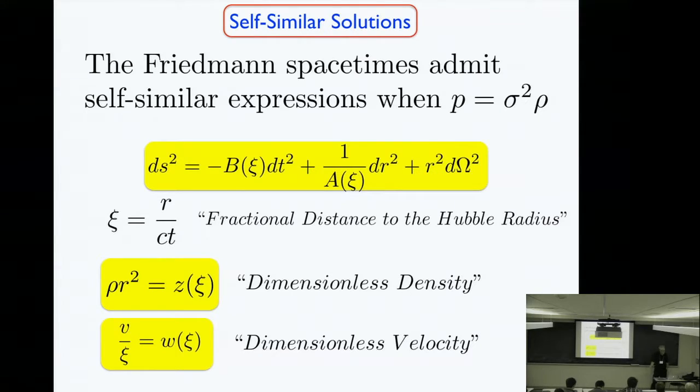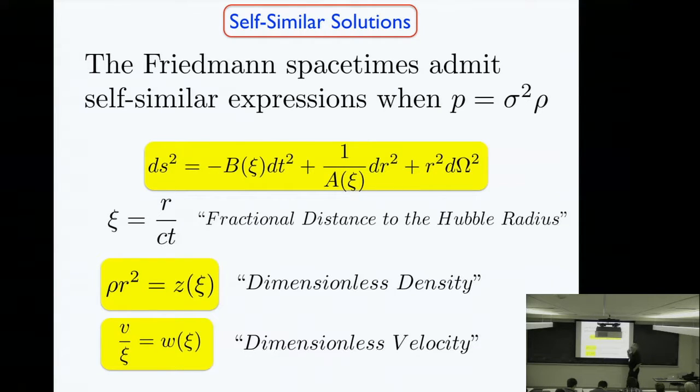The Friedman spacetimes admit self-similar expressions when p is sigma squared rho. Sigma could be zero. The Friedman spacetimes can be written so that the A and the B depend only on C. But during radiation, the Einstein equations admit a one-parameter family of perturbations. But when the pressure is zero, it only admits the standard model. So once the pressure drops to zero, something has to give if you're in one of these exact solutions of radiation. And we show what happens is the spacetime pulls apart, creating an anomalous acceleration.